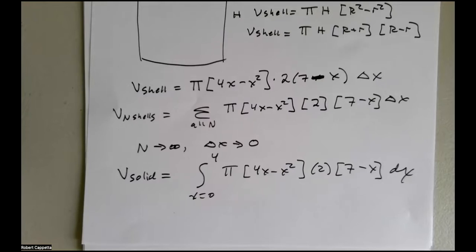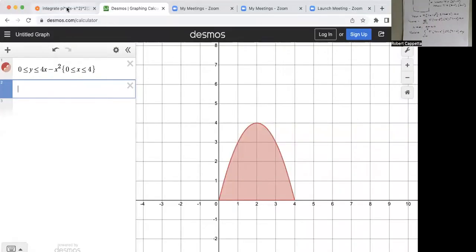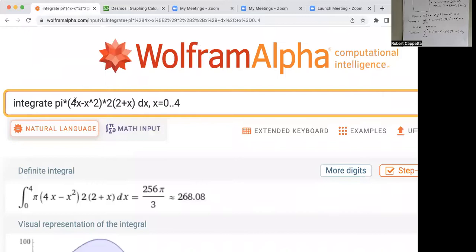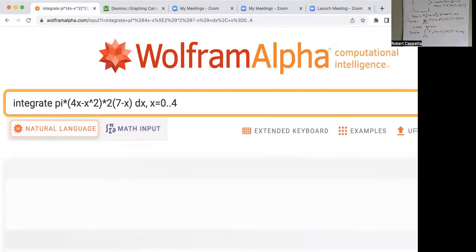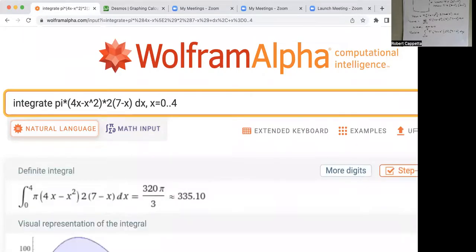I am going to jump to Wolfram Alpha to help me do that. So what do I need? Pi, 4x minus x squared times 2. Replace this 2 plus x with 7 minus x. And that should give me an answer. Let's see what we get. What does it give me? 320 pi over 3.